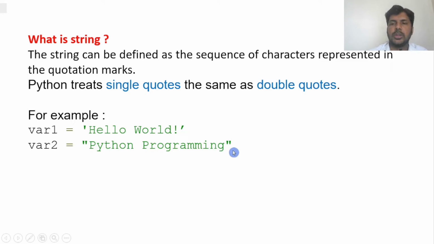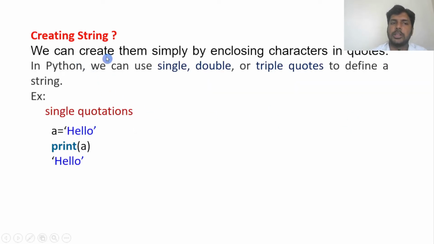So let us see how many ways we can create a string. Next topic, creating a string. We can create them simply by enclosing characters in quotes. So within the quotes we have to give the string. In Python, we can use single, double or triple quotations to define the string. Single and double are both the same.